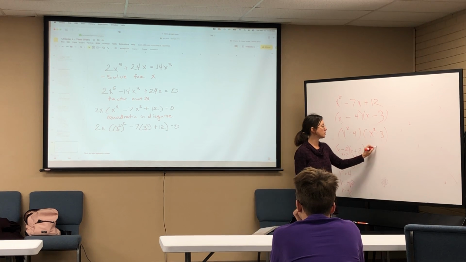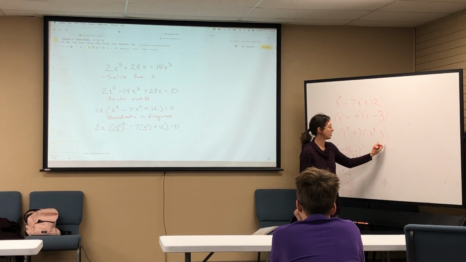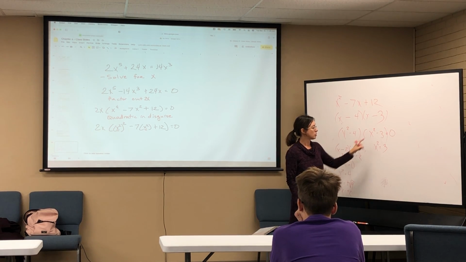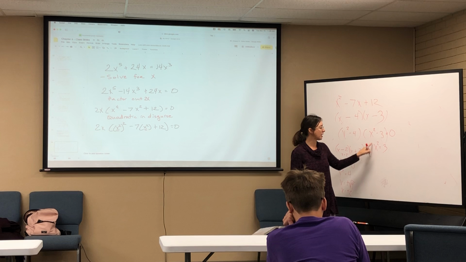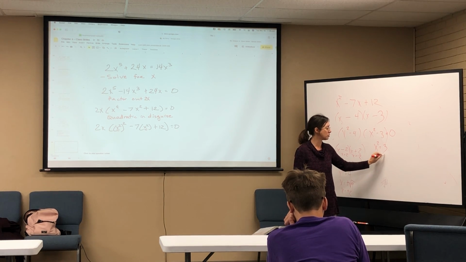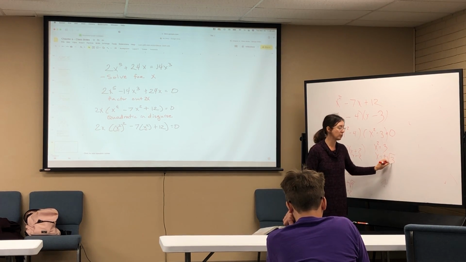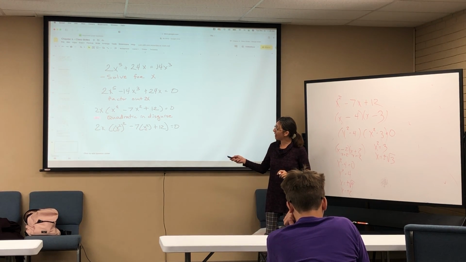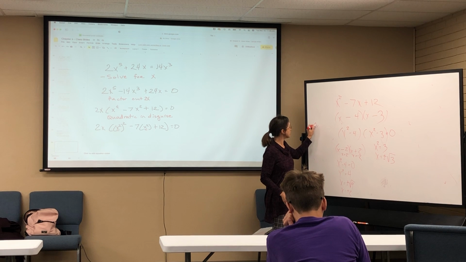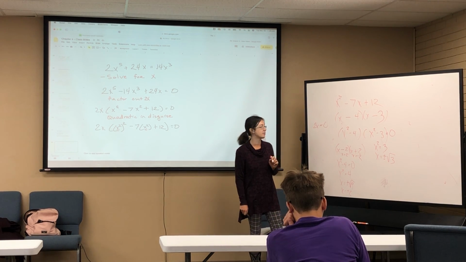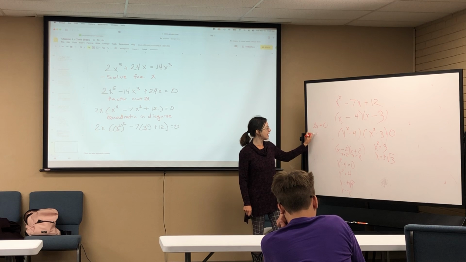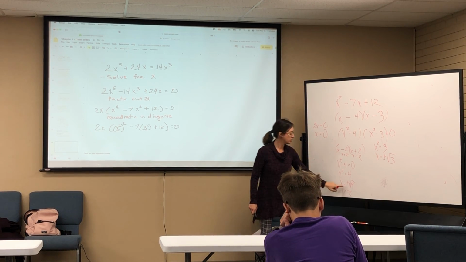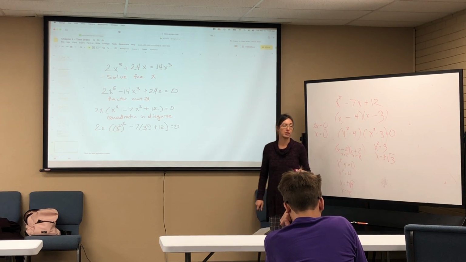X squared minus 3, what is my x here? X squared equals 3, because I'm setting the whole thing equal to 0. So I have to move it over. So I've got x squared equals 3, so x equals plus or minus the square root of 3. Right? And then I have my 2x. 2x has to also have an opportunity to be 0. If 2x is equal to 0, then x equals 0. So I have 1, 2, 3, 4, 5 solutions.